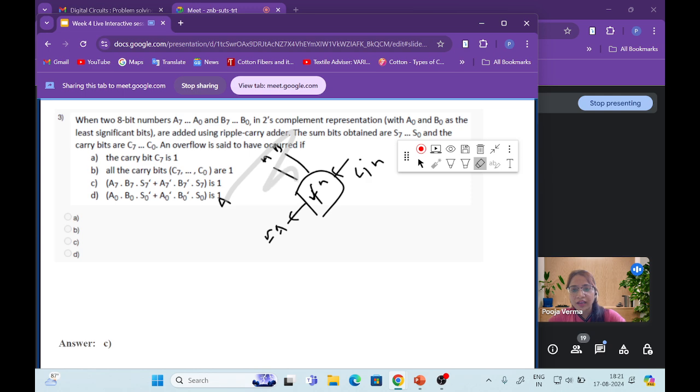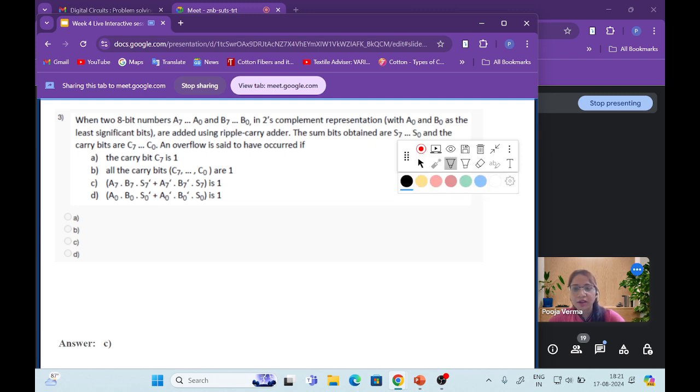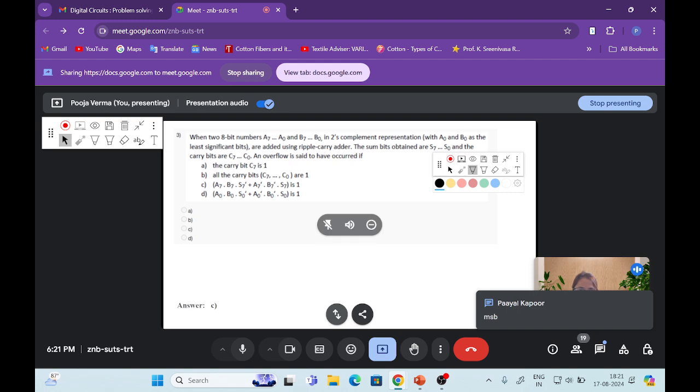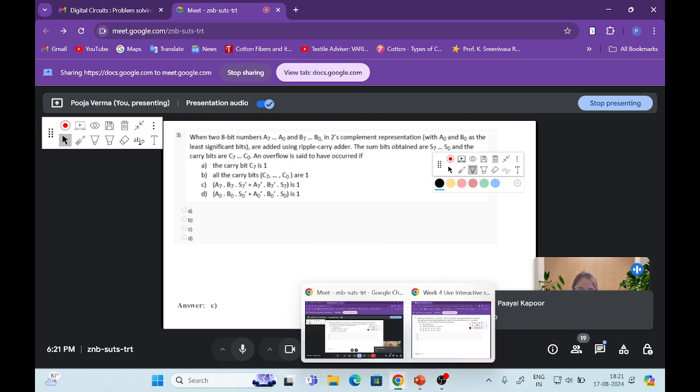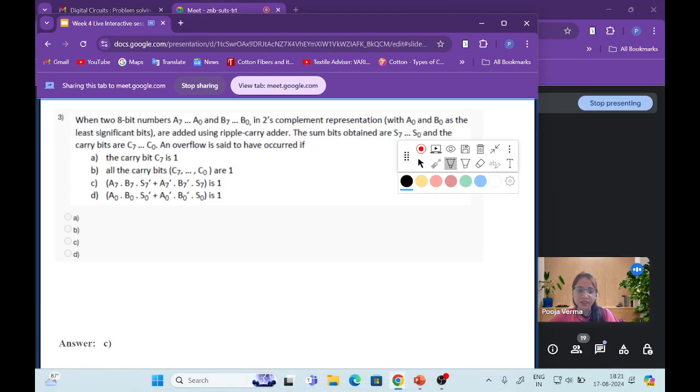So can anyone tell me when overflow will occur? Overflow occurs in the last bit only, right? Not in the first bit. For example, we have seen in the first question, from the MSB only overflow will occur. I am giving one example.